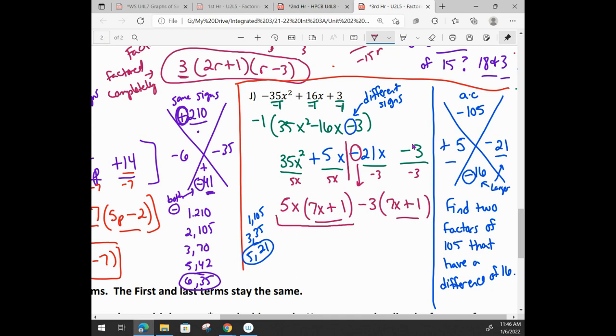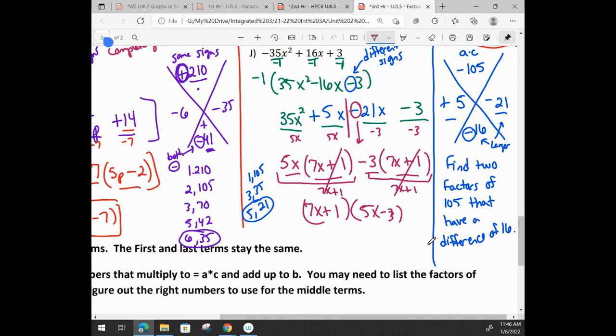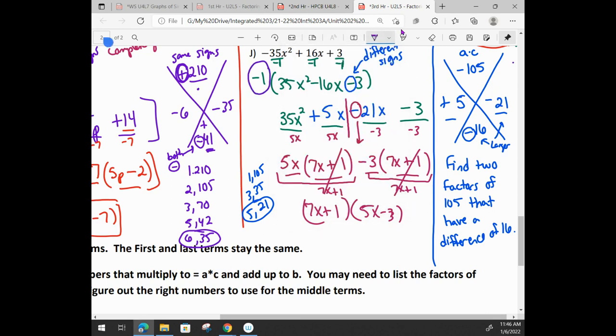So from here, think of this as one term, think of this as one term. They have the 7x plus 1 in common, so factor it out, which is basically dividing both groups by that binomial, and you have the 5x minus 3 left over. So these are your two binomial factors. However, if you put this in as your answer, you're going to get it wrong, because what did I forget? The negative 1 in the beginning. So that negative 1 that was factored out in the beginning has to be part of the final factors at the end.